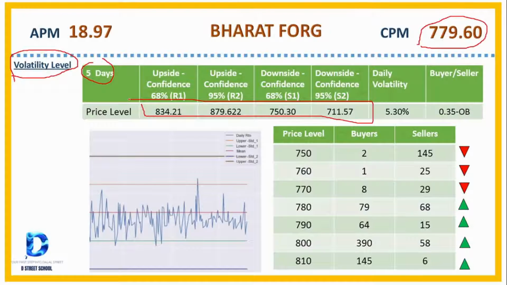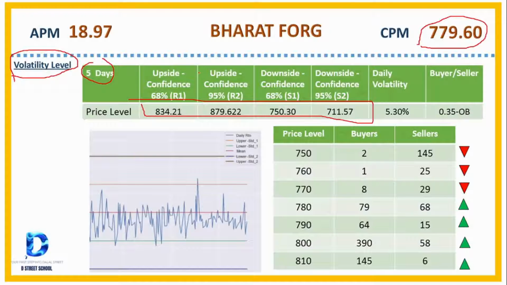For layman's language, let me explain what the volatility level is and how we can understand it. As I said before, by analyzing the previous performance of the stock, we estimate the price range the stock will likely trade in for the next 5 days. This is called volatility.